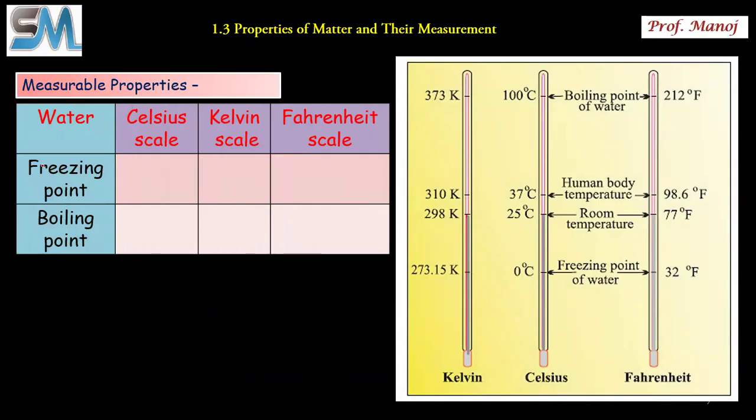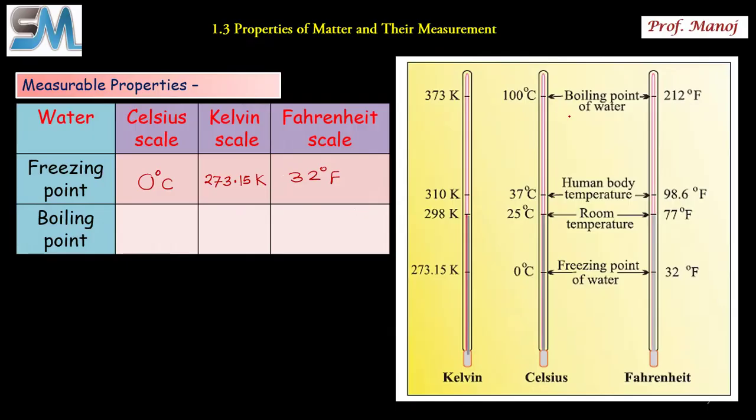So let us consider the freezing point of water. In Celsius scale, you can see this as 0 degrees Celsius. At the same time, in Kelvin scale, you can see this as 273.15 Kelvin. And the freezing point in Fahrenheit scale is 32 degrees Fahrenheit.